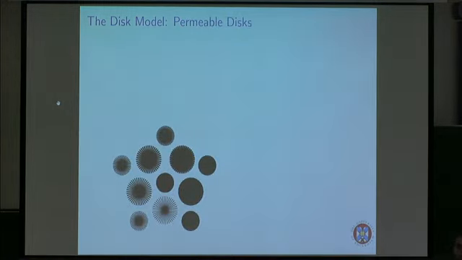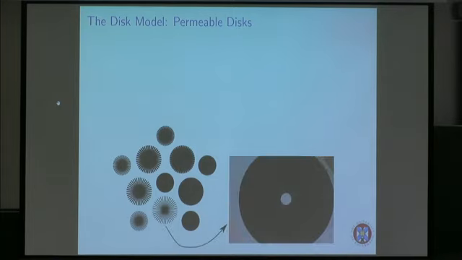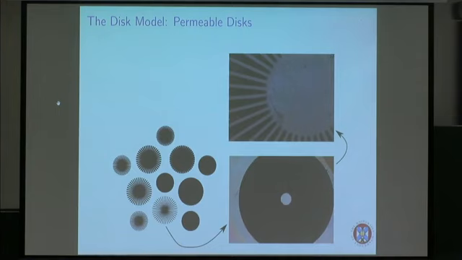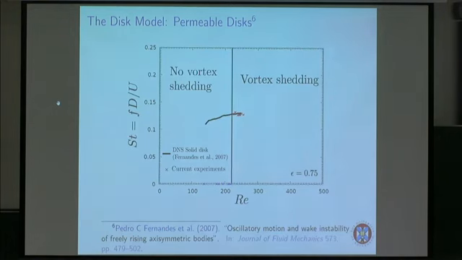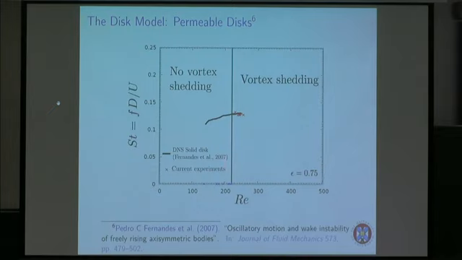So I decided to investigate this by building permeable disks. With the help of the SMC, we built these tiny little disks the same size as the dandelion, and what we found was that the vortex shedding transition for a solid disk is about here on the Reynolds number axis. This is the Strouhal number. This is DNS from a JFM paper about 10 years ago. What we find is that this boundary between no vortex shedding and vortex shedding is pushed to a higher velocity, to a higher Reynolds number. Interestingly, it follows the same curve as the solid disk, but that's another story.